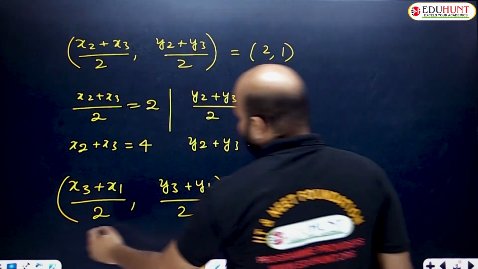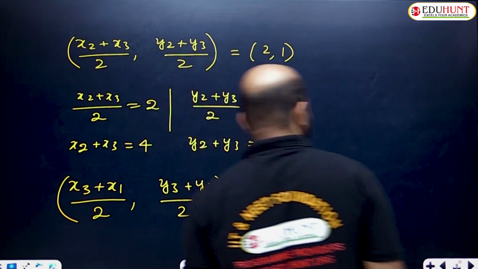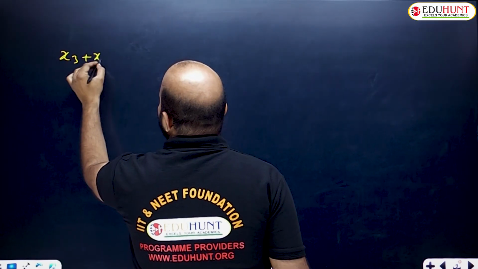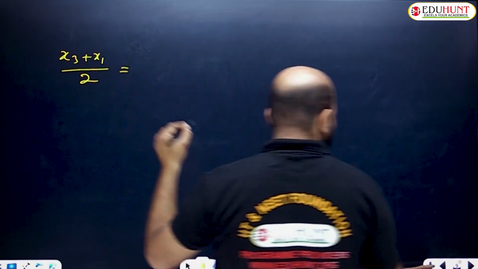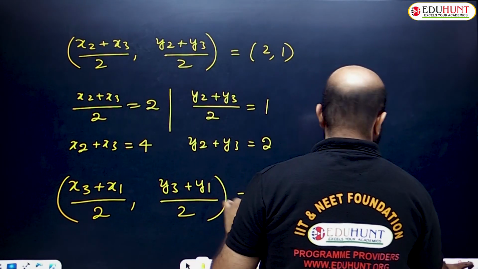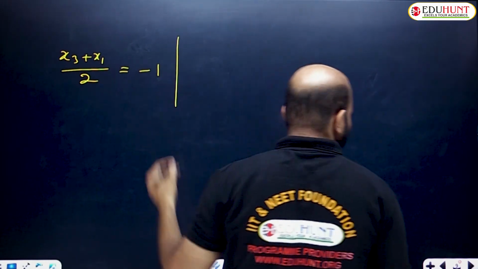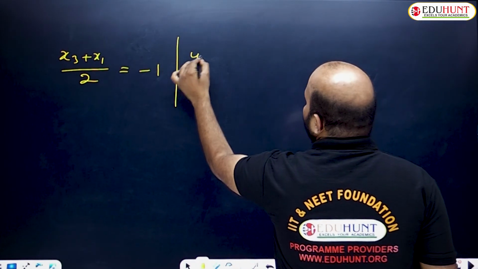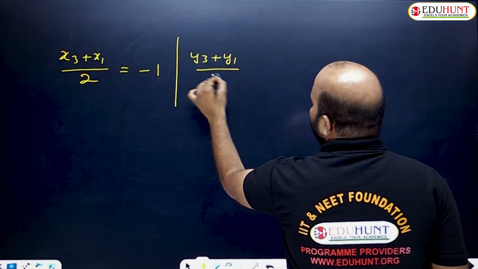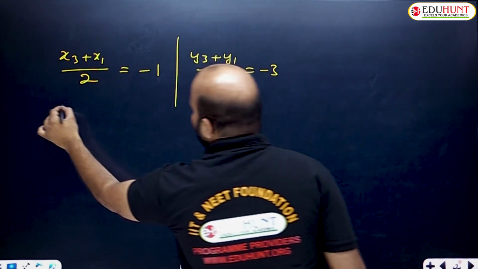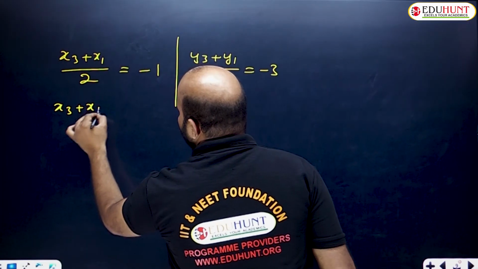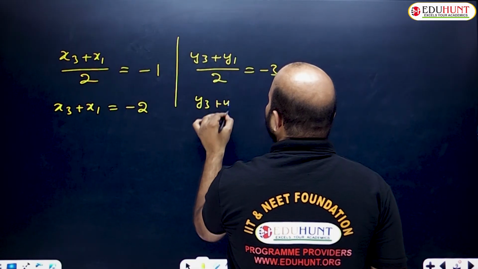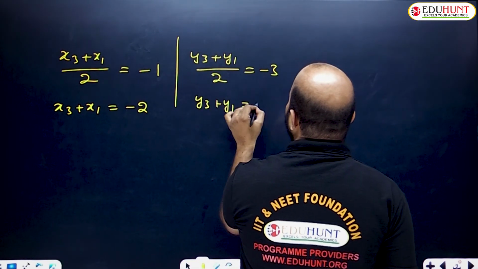Yes. So by comparing the terms, what are you getting? x3 plus x1 by 2 equals, what is the first coordinate? Minus 1. What is the second coordinate? y3 plus y1 by 2 equals minus 3. According to cross multiplication, x3 plus x1 equals 2 into minus 1, minus 2. Here y3 plus y1 equals 2 into minus 3, minus 6.